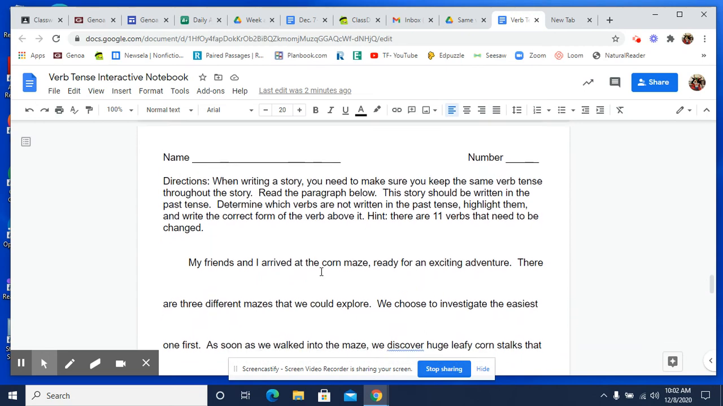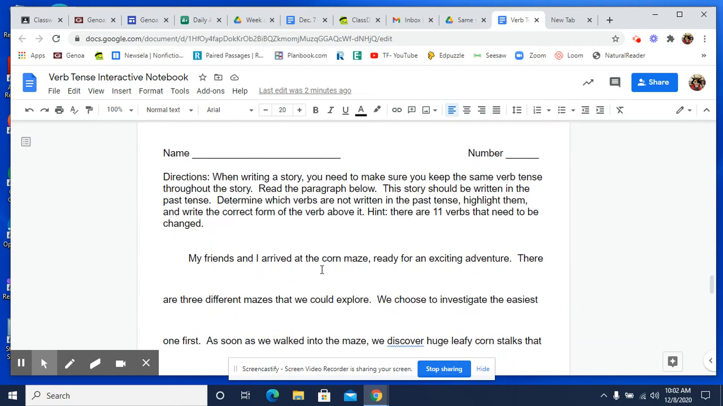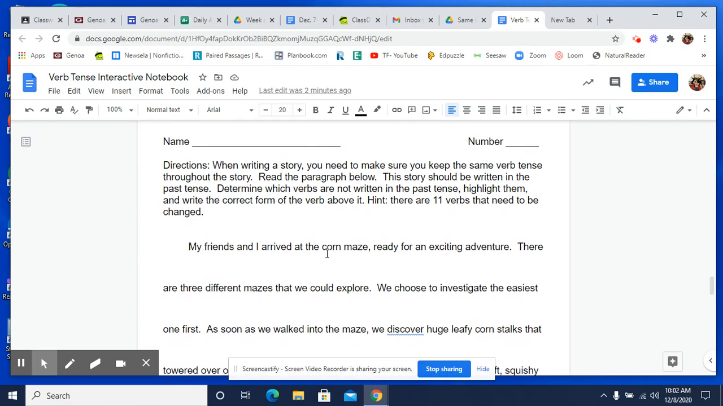Okay, so on Google Classroom, I'm going to have this assignment. And what I want you to do, it says when writing a story, you need to make sure you keep the same verb tense throughout the story. Read the paragraph below. This story should be written in the past tense. Determine which verbs are not written in the past tense. Highlight them and write the correct form of the verb above it. Hint, there are 11 verbs that need to be changed.